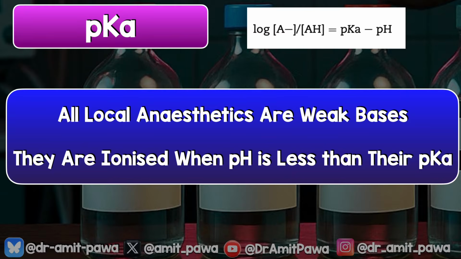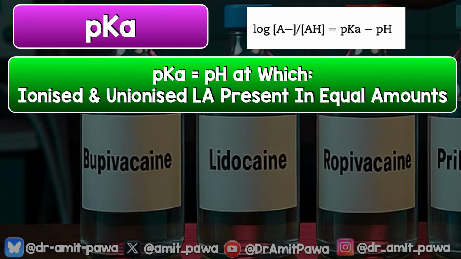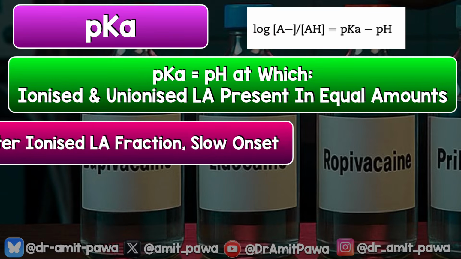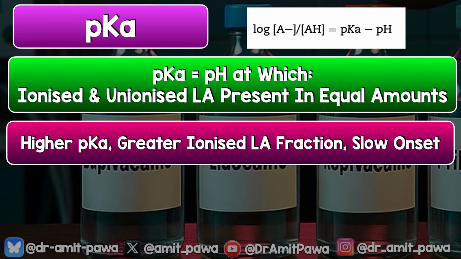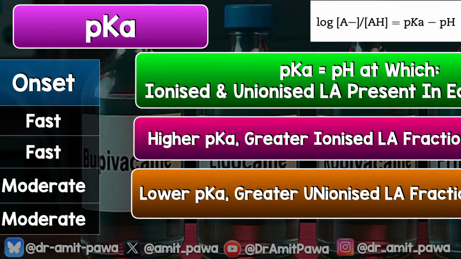All local anaesthetics are weak bases, and they are ionized when the pH is less than their pKa, which for all of these agents is the case, and our body pH is 7.4, so all local anaesthetics are ionized in the body. Now, the pKa is the pH at which the ionized and unionized local anaesthetics are present in equal amounts. So the higher the pKa, the greater the ionized local anaesthetic fraction, therefore the slower the onset. The lower the pKa of a local anaesthetic, the greater proportion is available in its unionized version, and therefore you have a faster onset. So let's have a look at this in a table here.